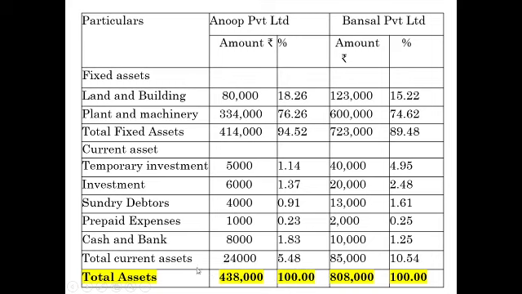So for both the companies, the total asset values 4,38,000 and 8,08,000 should be considered as 100 percent. Now, all the individual values on the asset side, starting from land and building to cash at bank, we need to find out as a percentage of total assets.